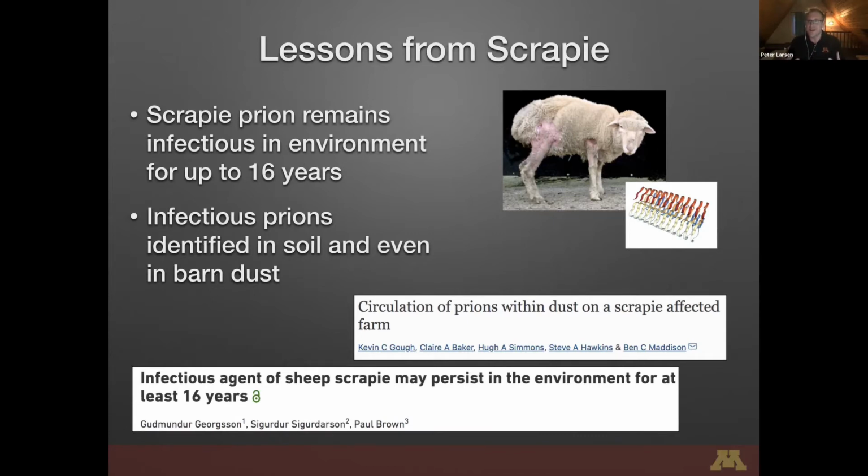So the work on scrapie, there's a ton of work on scrapie looking at interactions with soil and whatnot, but there's some recent work that has shown that the misfolded scrapie prion can actually bind to dust and can be in dust inside barns, sheep barns that had scrapie. So you could actually set a device that would collect dust, and then you can go in and look and find the misfolded prions attached to dust particles. So it gives you an idea of how complex this problem is.